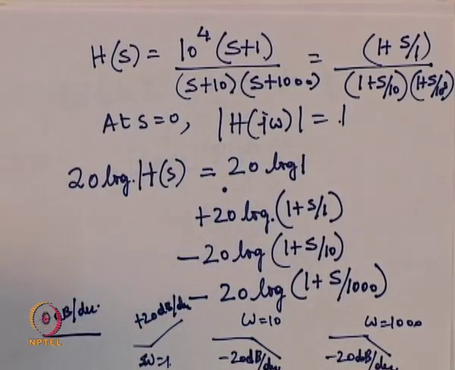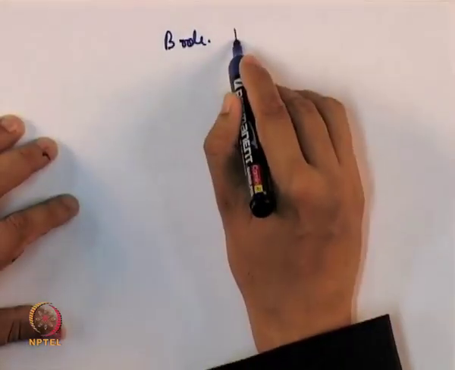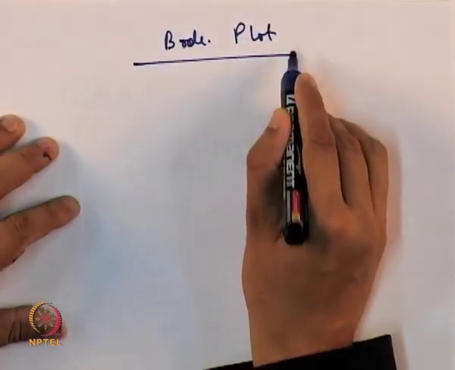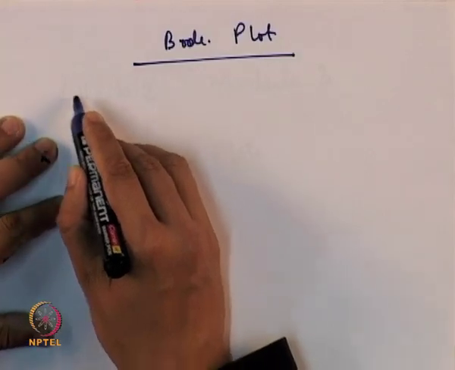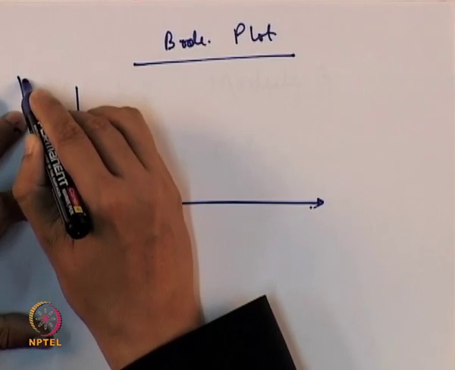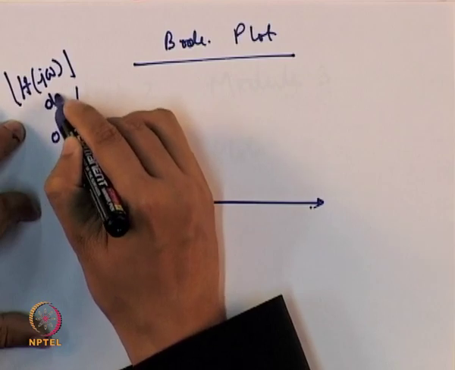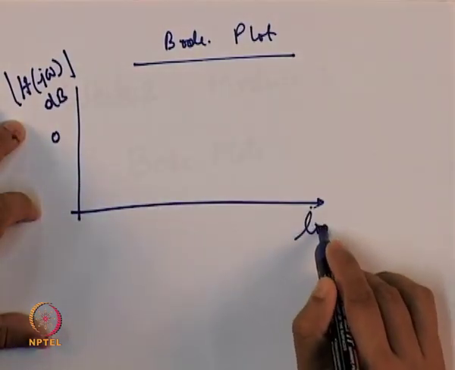Okay. We will of course see the phase plots later on as we progress. But let us see how the overall Bode plot looks like. So, the Bode plot will start from 0 dB. This is modulus of H of j omega in dB. This is log of omega.